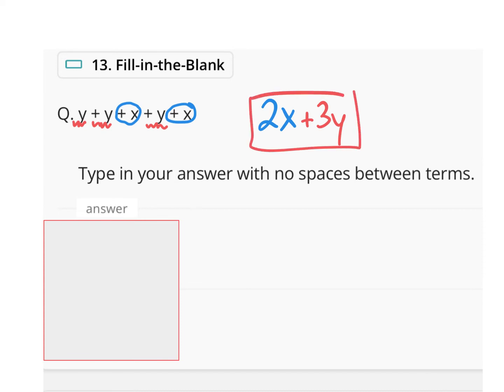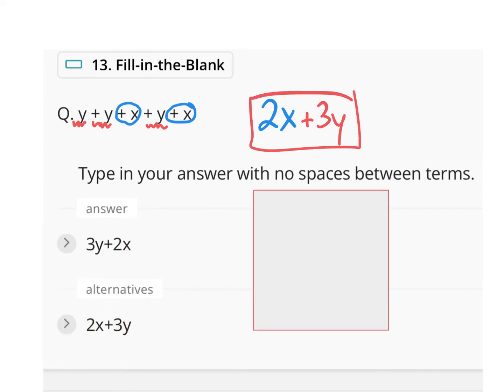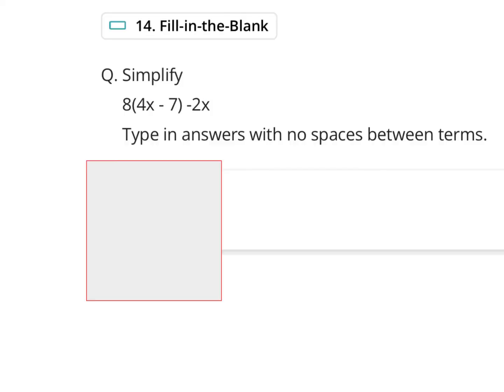And ladies and gentlemen, that is your answer. As you can see right here, the answer, it's 3y plus 2x or 2x plus 3y. It's better if you put it in alphabetical order, x's first before y's. So this is the best answer. Let's move on to our next question.